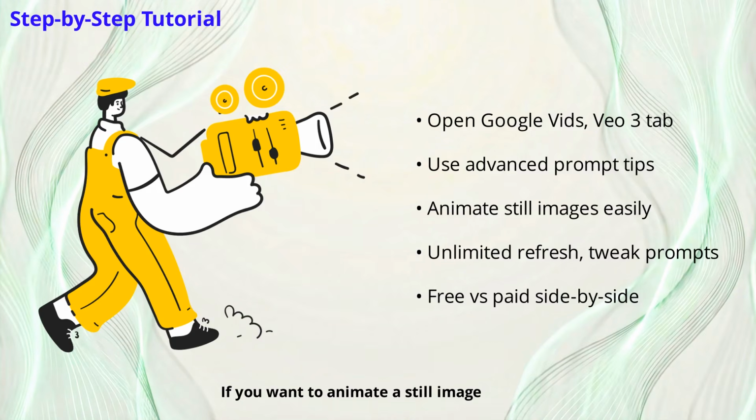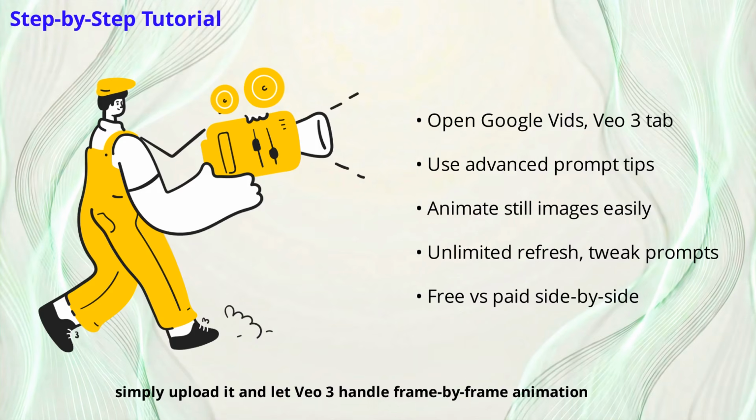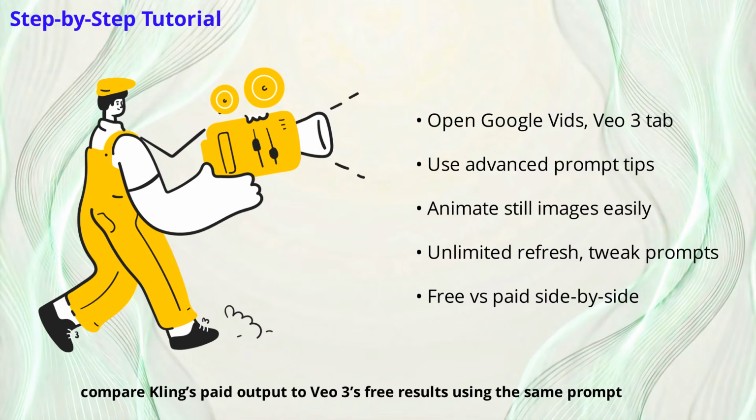If you want to animate a still image, simply upload it and let Veo 3 handle frame-by-frame animation, which beats Kling's capabilities. You can refresh and tweak your prompt as many times as you like, there's no hard limit. Finally, compare Kling's paid output to Veo 3's free results using the same prompt. The difference is clear and you get all this without spending a dime.